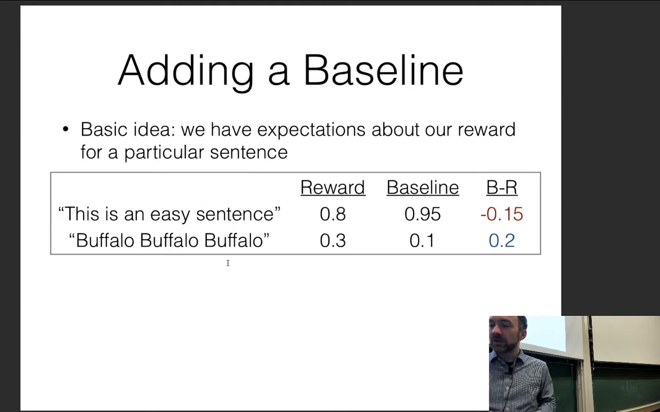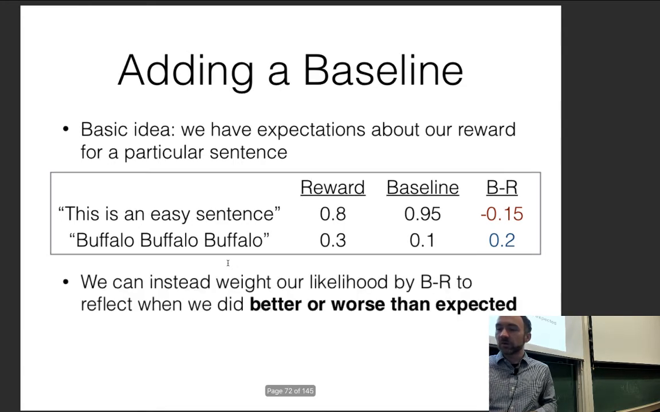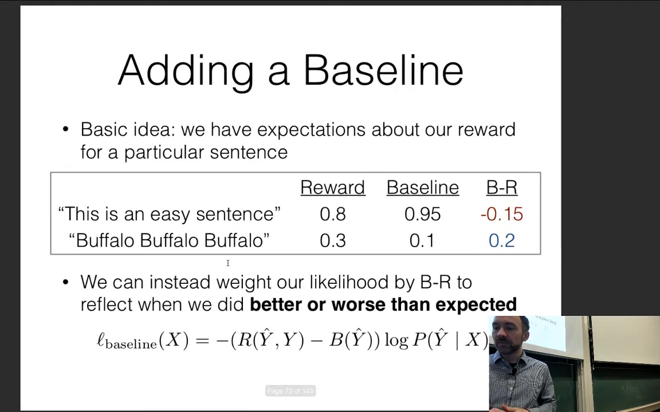And so if we look at how well we did with respect to our expectations, for the first sentence, we underperformed. We did worse than we expected. For the second sentence, we overperformed. We did better than we expected. So instead of assigning the actual reward, we do baseline minus reward.